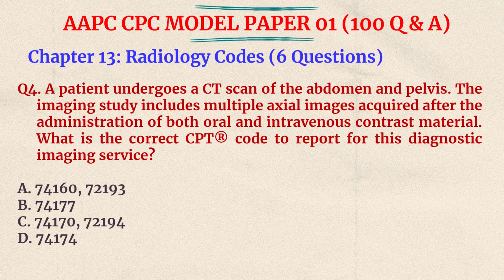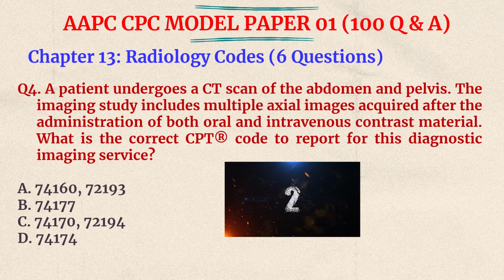Question number 4. A patient undergoes a CT scan of the abdomen and pelvis. The imaging study includes multiple axial images acquired after the administration of both oral and intravenous contrast material. What is the correct CPT code to report for this diagnostic imaging service? So the 74000 and 72000 code series are available. Please pause the video, take your CPT codebook and find the answer.